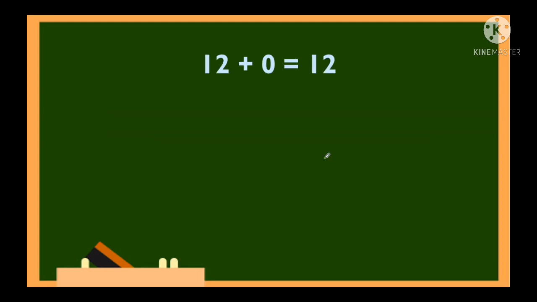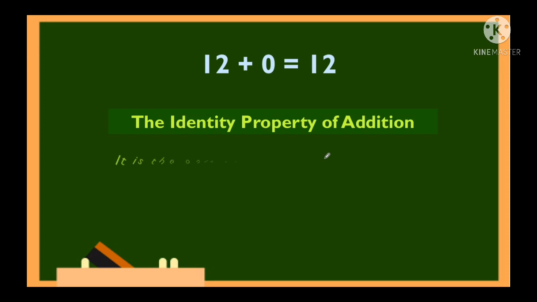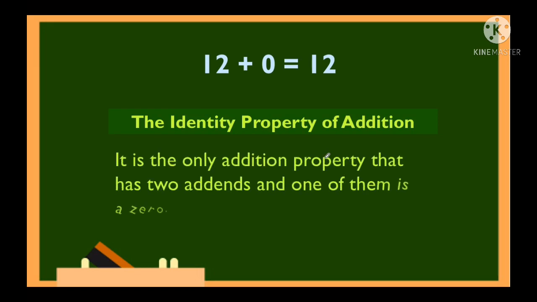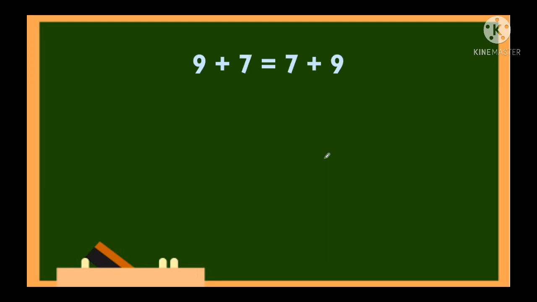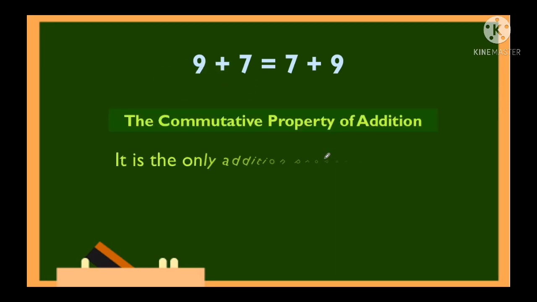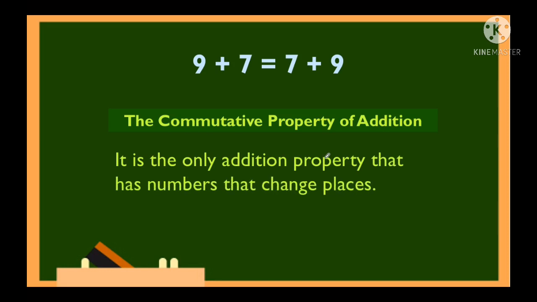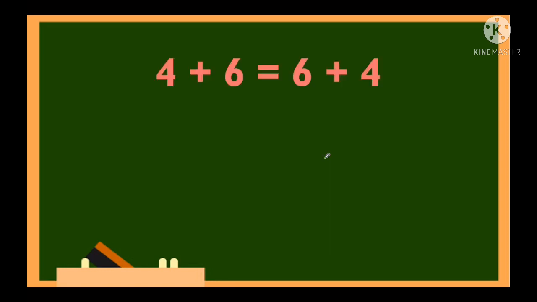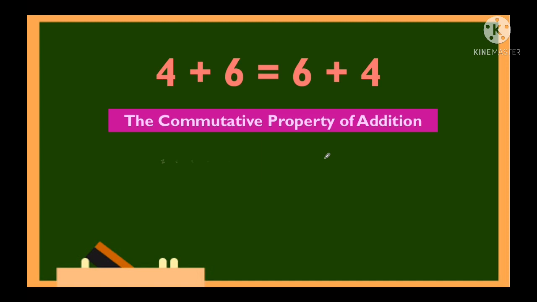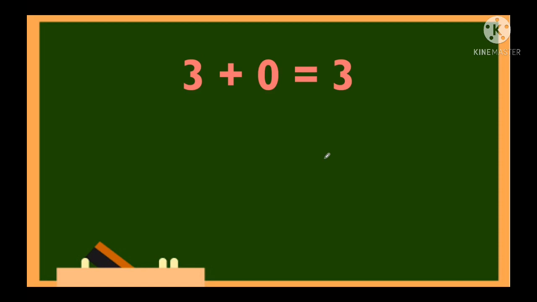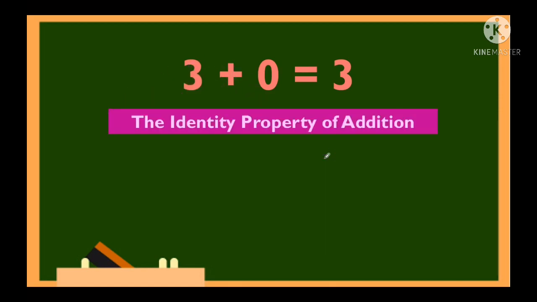How about here? Very good. We have the identity property. It is the only addition property that has two addends, and one of them is a 0. Okay, good job. How about this? Which property? Commutative property. Very good. It is the only addition property that has numbers that change places. Yes. How about this? Commutative. Very good. Numbers change places. How about here? Right, identity property.